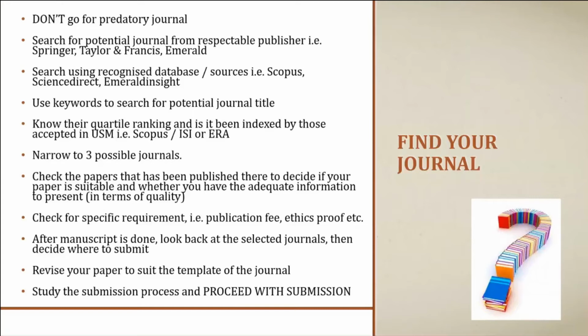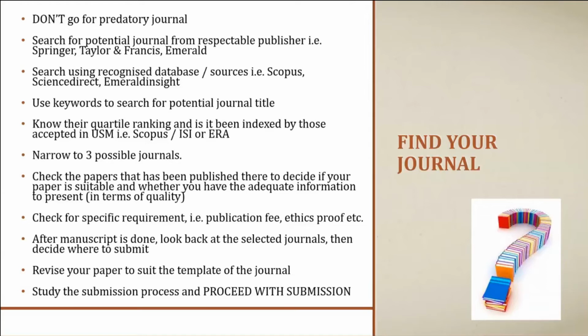So those journals publish similar topics. That could be a way for you to find a potential journal. Then know their quartile ranking, whether it is accepted under indexes such as Scopus, ERA, ISI. In Malaysia, there's also MyCite, so you can check if the paper is accepted there. And it's always good to narrow into 3 possible journals. Don't just use one.